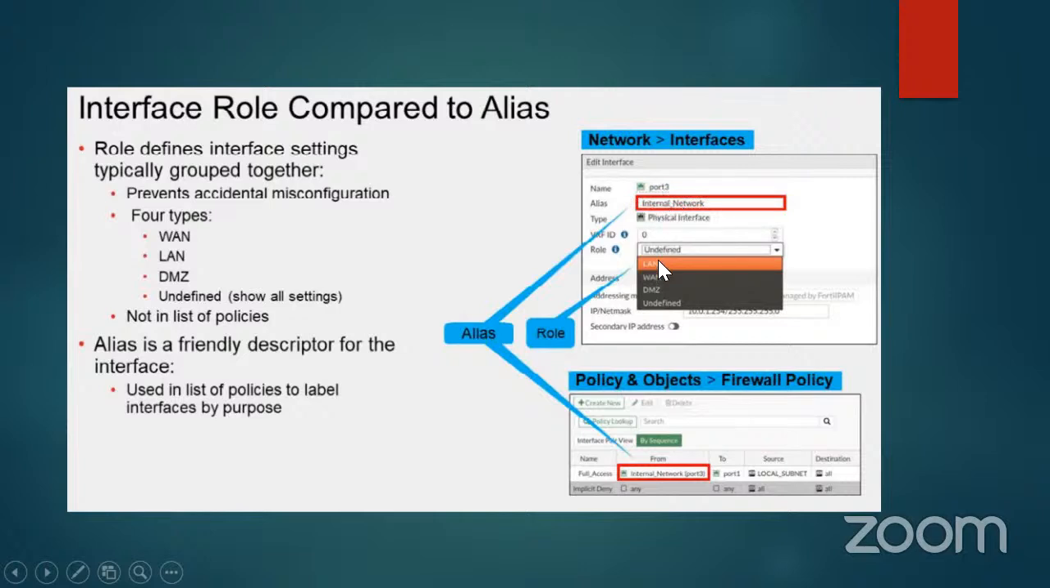Okay. Now, if I change the role to LAN and put the public IP on that LAN as well, what do you think? Will it work like a WAN or will it work like a LAN? Guys? It should work like LAN because the role is LAN, but the public IP.